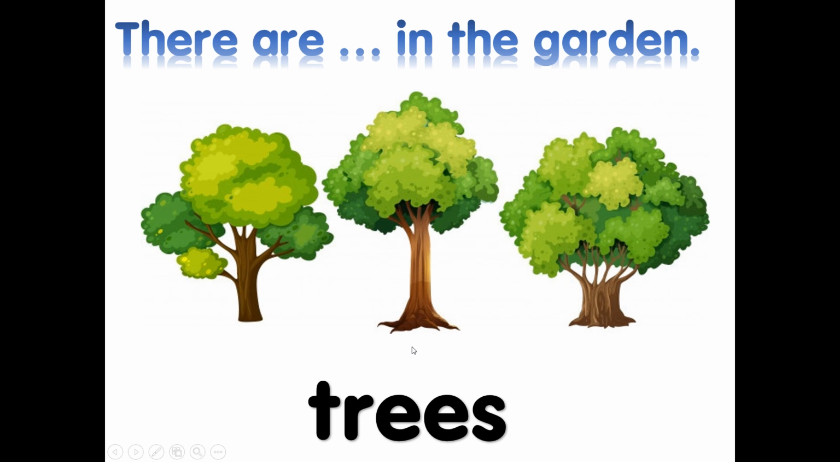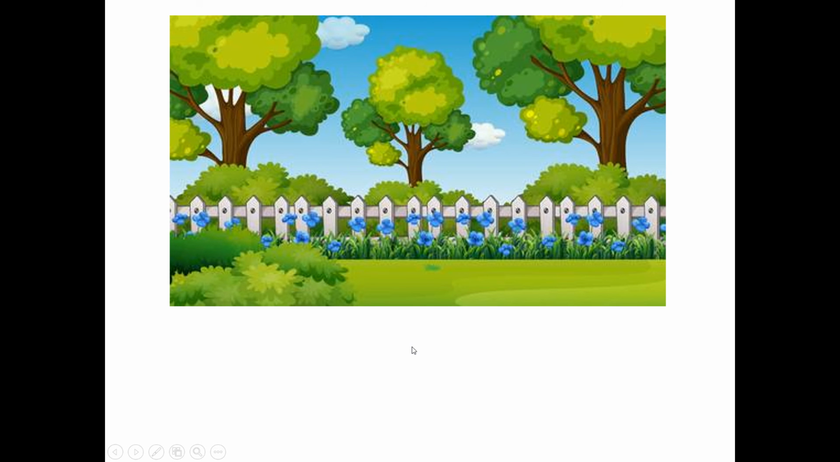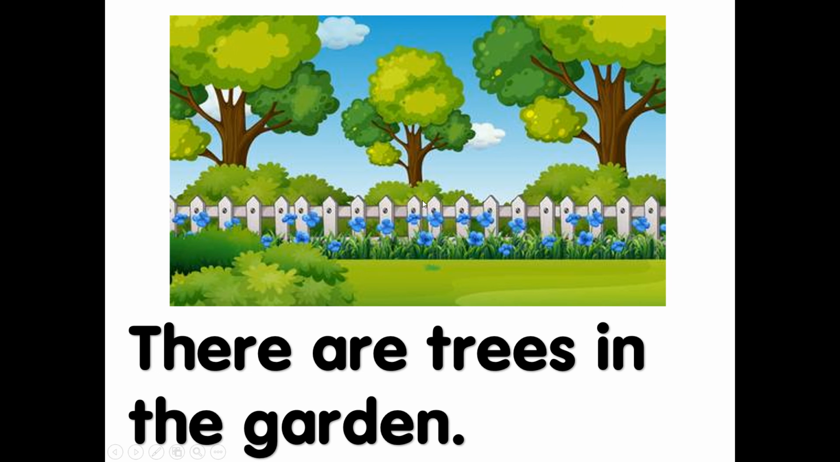Trees. Very good. So, what are these? What is this? This place. This is garden. So, in the garden, what can you see? Trees. So, there are trees in the garden. Again, there are trees in the garden. 1, 2, 3. So there are trees in the garden.